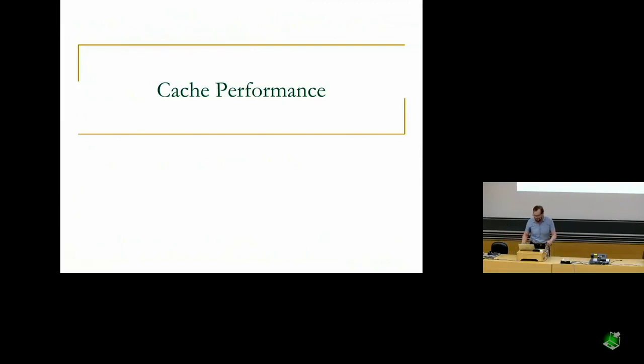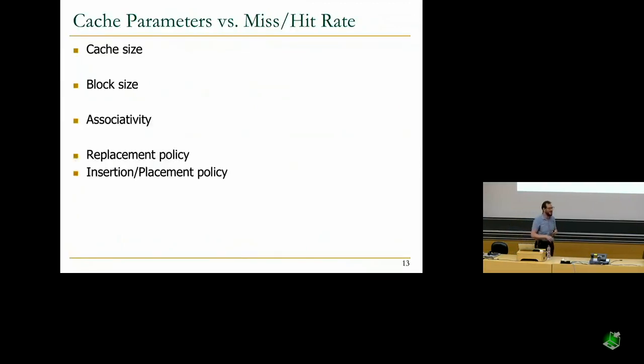Okay, let's talk a little bit more about cache performance. We talked about it a little bit, but let's talk about it more. Even with these design choices, there are a lot more design choices. It's a complex trade-off space. So there are a bunch of cache parameters that affect the hit and miss rate: cache size, block size, associativity, replacement policy, and insertion and placement policy. These affect the miss and hit rate, but they also affect the latency of the cache. We're going to look at miss and hit rate mostly in the graphs, but you need to consider hit latency and miss latency as well, as we've discussed before.